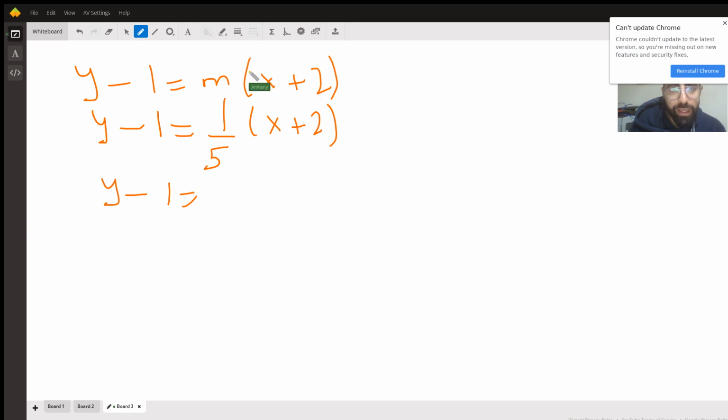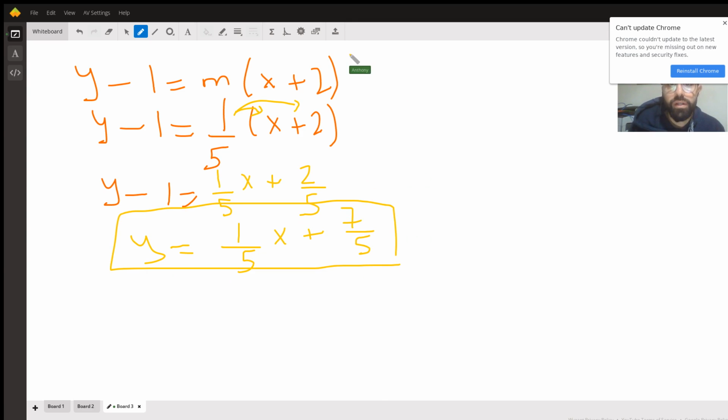Here we expand, we multiply 1 over 5 by x and by 2. We obtain 1 over 5 x plus 2 over 5. And then we add 1 to both sides of the equation. We get y equal to 1 over 5 x plus 2 over 5 plus 1, which is 7 over 5. And that's the equation of the tangent. I hope it's clear.